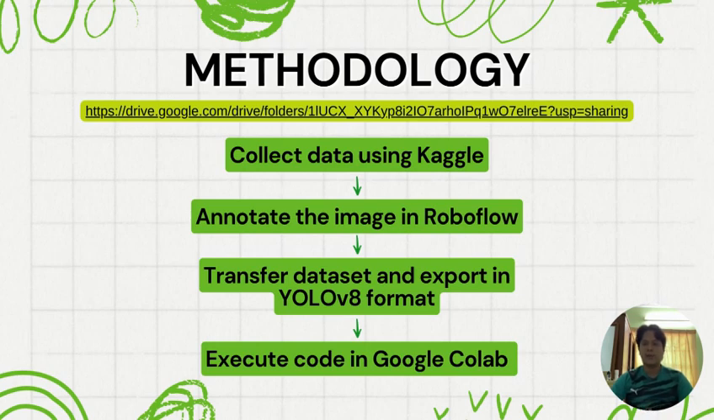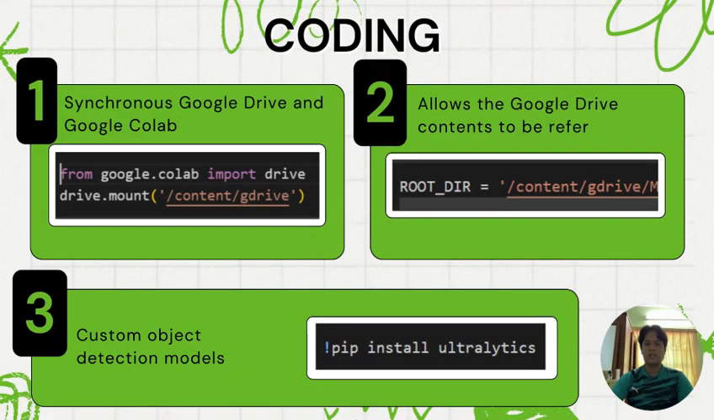After that, we export the dataset from the folder to YOLO V8, and each picture of the cucumber has its own code. Last but not least, we execute the coding, which I will explain in the next slide. This is the coding.